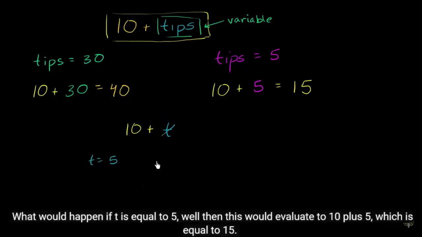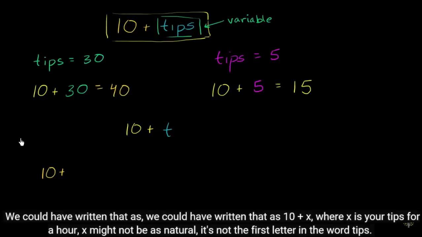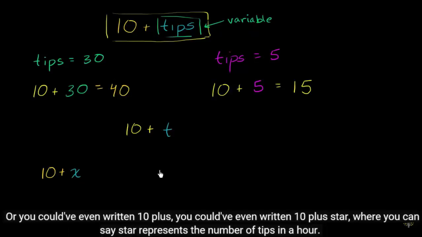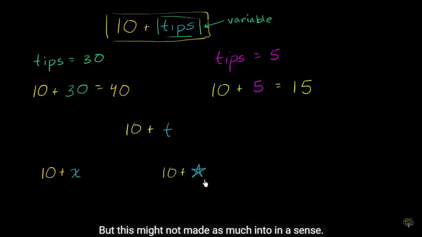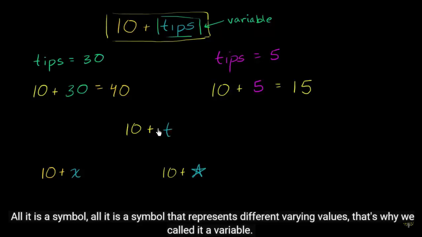Now, I want to be clear, we didn't even have to use t. We didn't even really have to use a letter, although in traditional algebra, you almost do use a letter. We could have written it as 10 plus x, where x is your tips per hour. x might not be as natural, it's not the first letter in the word tips. Or you could have even written 10 plus star, where star represents the number of tips in an hour. But it just might not have made as much intuitive sense. But hopefully this gives you a general idea of just what a variable is. All it is is a symbol that represents varying values. And that's why we call it a variable.